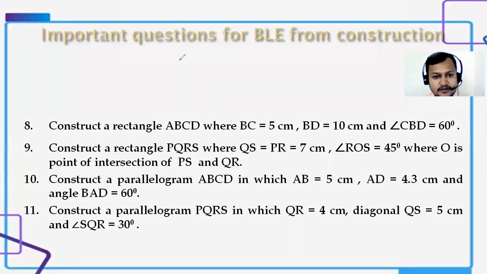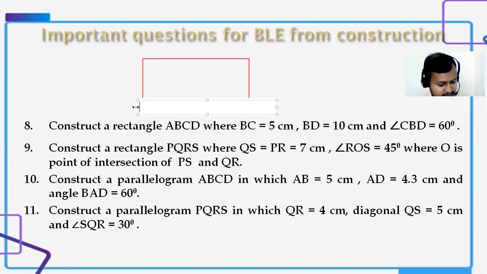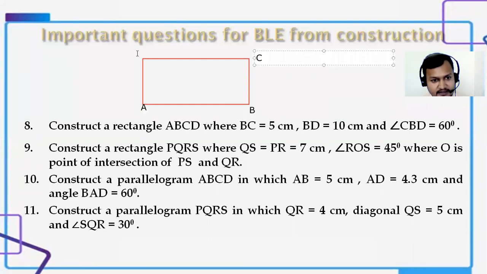It is said to construct a rectangle ABCD. Let this be the rectangle which is said to construct us. We have to imagine this rectangle which we are asked to construct, or we have to say let it be rectangle ABCD. Okay, let this is point A, this one is point B, this one is point C, and it is point D. Just this is our rough figure only.